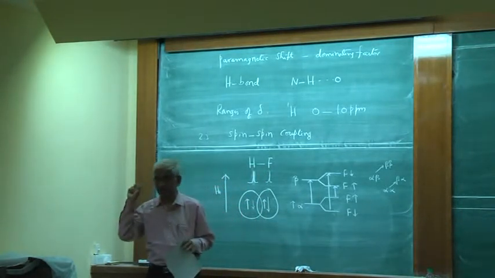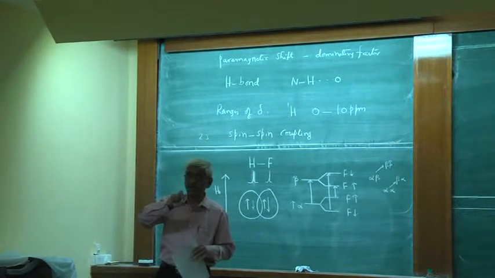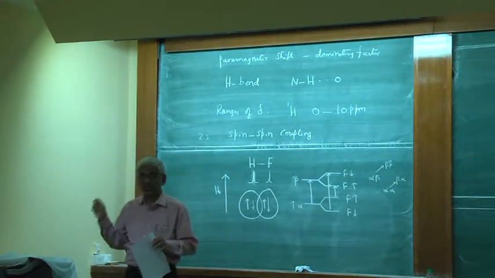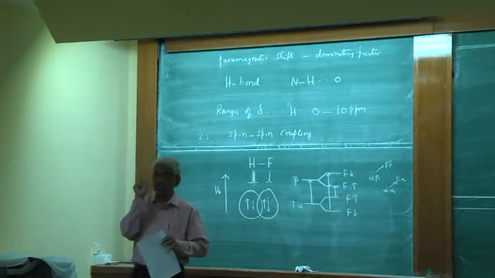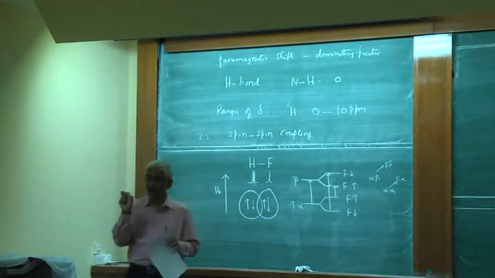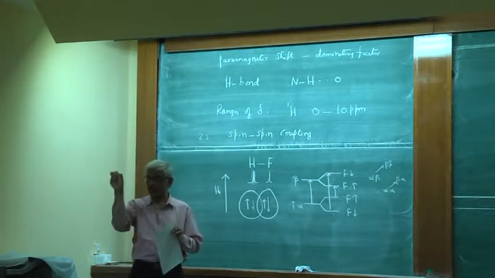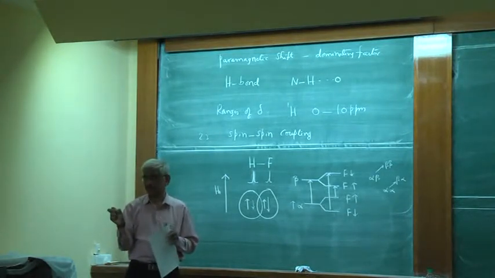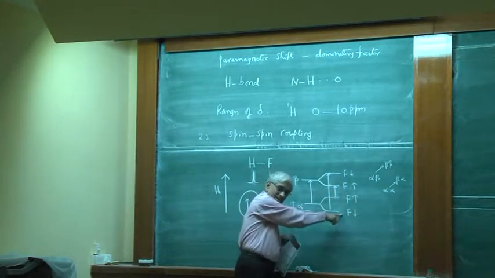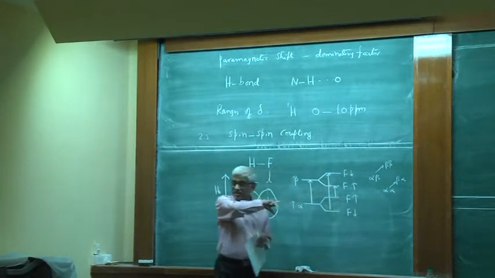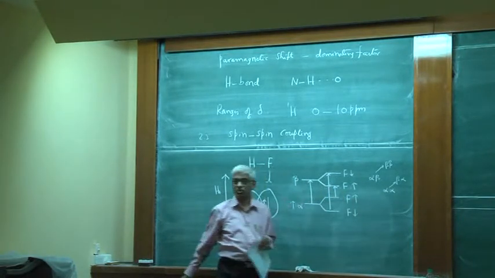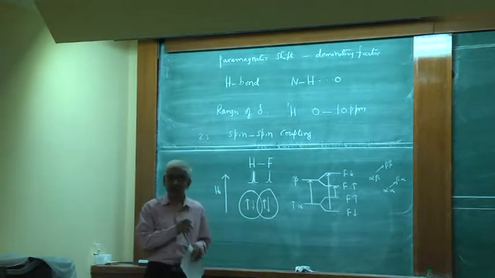This is only the coupling part. We have not calculated the total energy of the system. We have calculated only the energy of the proton spin, how it is changing because of the orientation of the F spin. If F is in the anti-parallel state, it has this absorption frequency. If it is in the parallel state, it has a different absorption frequency. This is the point I am trying to make.